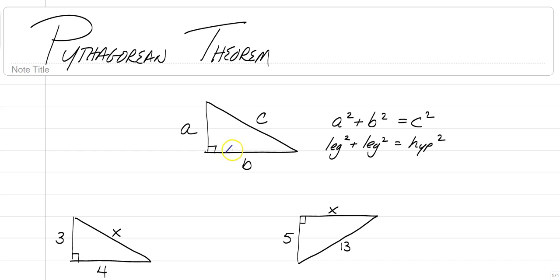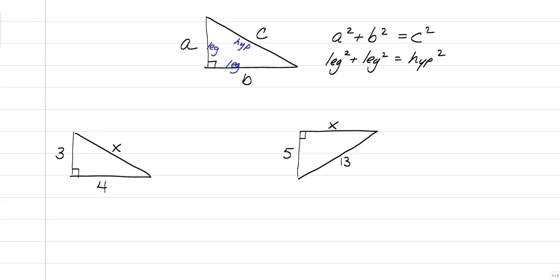Also, you need to know your parts in a right triangle. The two sides that form the 90-degree angle are known as legs, and the side that's opposite is known as your hypotenuse. So when you're doing the Pythagorean theorem, it's a squared plus b squared is equal to c squared, but really what it's saying is you add your two legs squared and set it equal to the hypotenuse squared. It does not matter which order your a and b are. The most important part is you must have your hypotenuse as the side that's by itself.